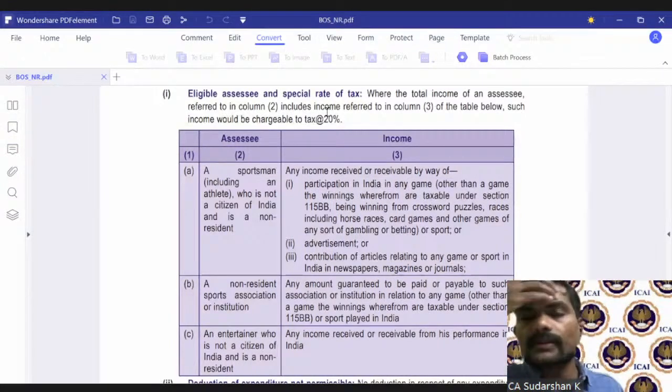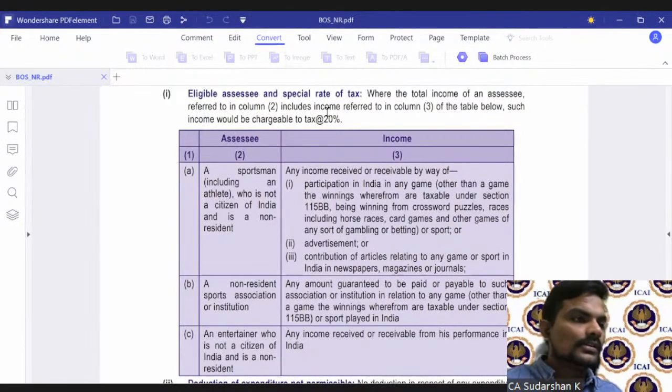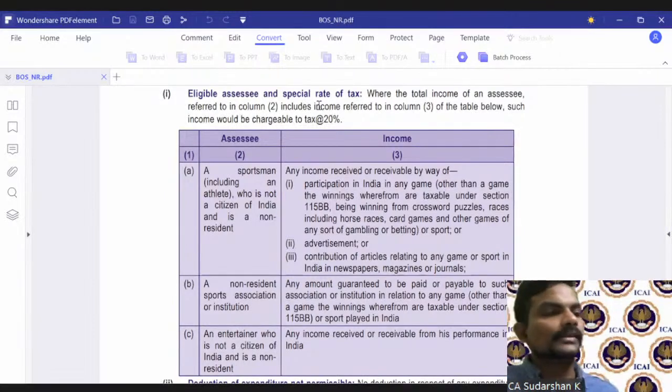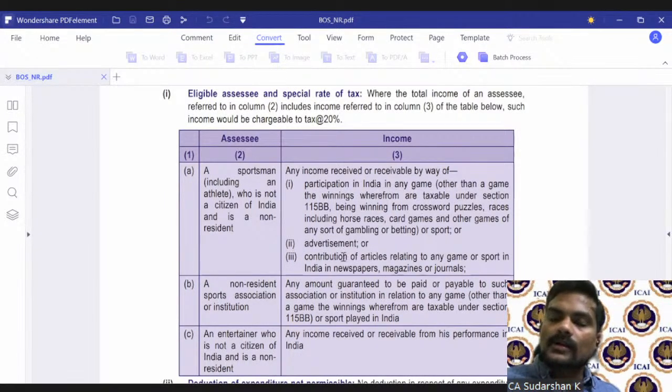Say, even for example, as a matter of fact, Vishwanathan Anand, who is a citizen of India, but he's largely settled down in Spain or in Europe for obvious reasons, or for reasons it's conducive for his chess playing. So in such a scenario, can 115 BBA apply merely because Vishwanathan Anand is a non-resident? No. 115 BBA is applicable only to those sportsmen who are not citizens of India, and this is very unique, because citizenship is being brought in here: who is not a citizen of India and is a non-resident.